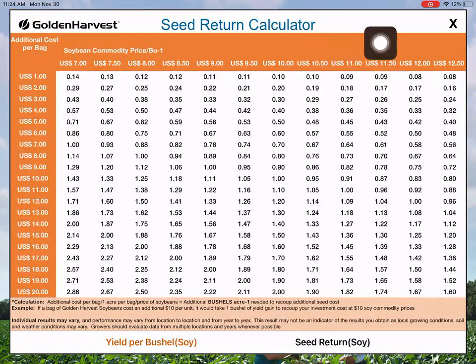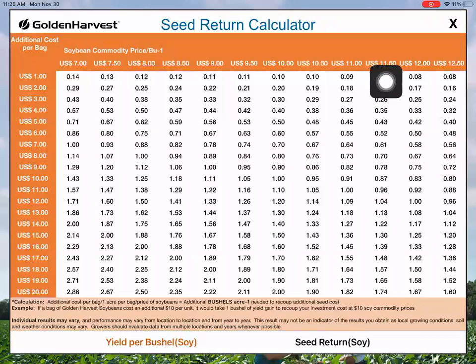So for example, if I've got $11.50 soybeans, which I think is close to the price today, on the top axis, and I go down and I'm charging an additional $10 for my soybeans, you then go across the table, down from $11.50 on the top and $10 on the left, and you can see that I need an additional 0.87 bushels of yield advantage in order to break even for that bag.